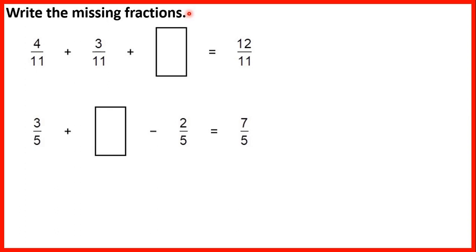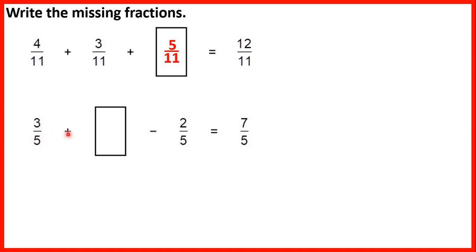Write the missing fractions. First, we have 4/11ths plus 3/11ths plus something equals 12/11ths. So here, the denominators of the fractions we're adding and our answer are the same. So 11 will also be the denominator of the fraction that we're adding. So now, looking at our numerator, we have 4 plus 3 plus something equals 12. Well, 4 plus 3 is 7, and then 7 plus 5 is 12, so our missing fraction is 5/11ths.